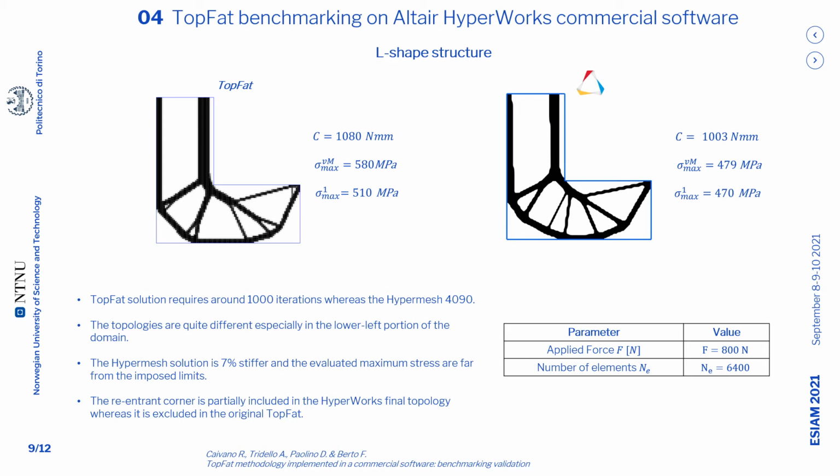The HyperWorks solution is 7% stiffer, and the stresses are far below the limits. However, the re-entrant corner is partially included in the HyperWorks final topology. The differences are reasonable since two different solvers, element types, and stress evaluations are employed. Anyway, the results are feasible with respect to their initial constraints.